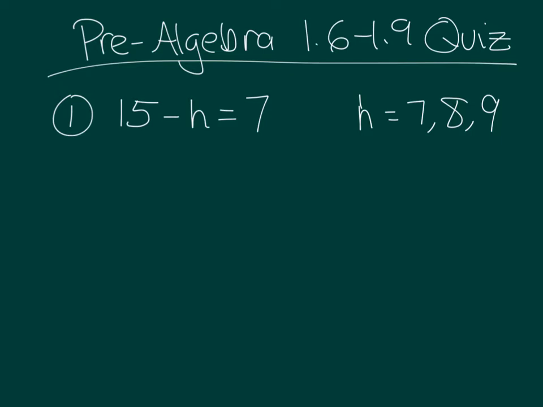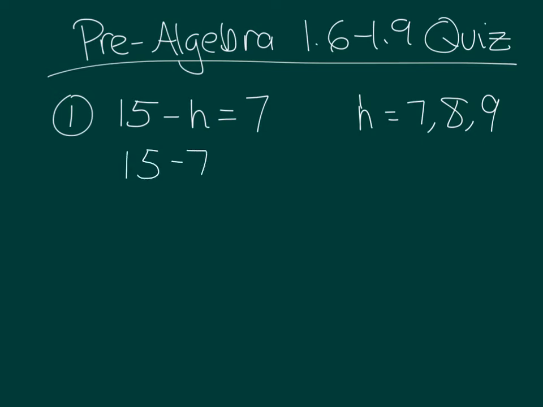And in 1.6, you were given an equation, and then you were given a replacement set, and here's the replacement set right here. And you're asked to plug these numbers in for H to find out which one of these makes the equation true. So you would simply take the first one, which is 7, and plug it in right in here for H. So let's try that.